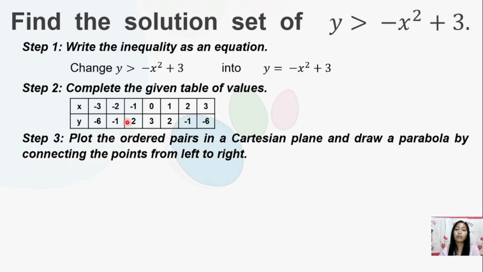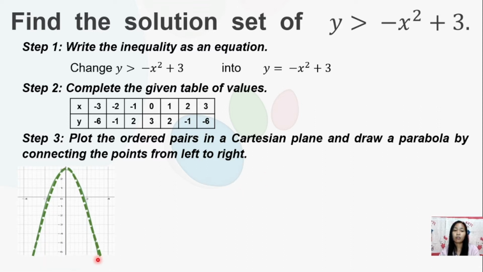Step 3 is to plot the ordered pairs in a Cartesian plane and draw a parabola by connecting the points from left to right. So we have 7 ordered pairs: negative 3 and negative 6, negative 2 and negative 1, negative 1 and 2, 0 and 3, 1 and 2, 2 and negative 1, and 3 and negative 6. We are going to plot these points in a Cartesian plane and draw a parabola.